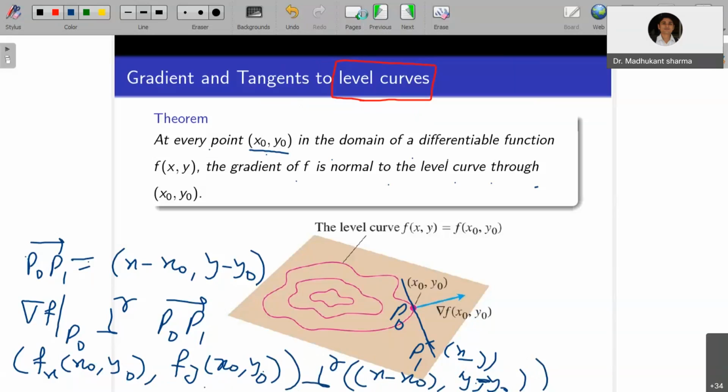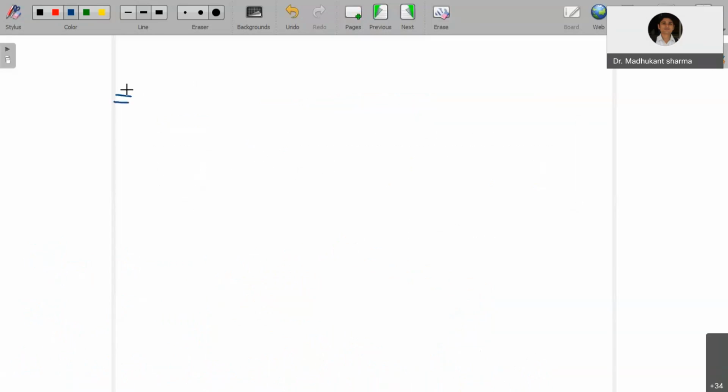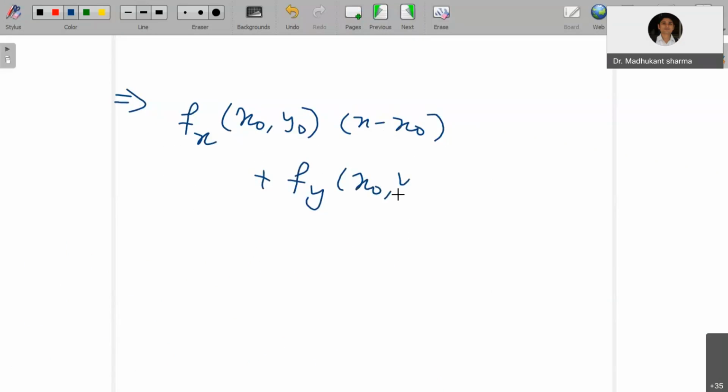Hence this implies the equation of the tangent: fx at (x naught, y naught) times (x minus x naught) plus fy at (x naught, y naught) times (y minus y naught) is equal to 0. So you can identify the equation of the tangent line.